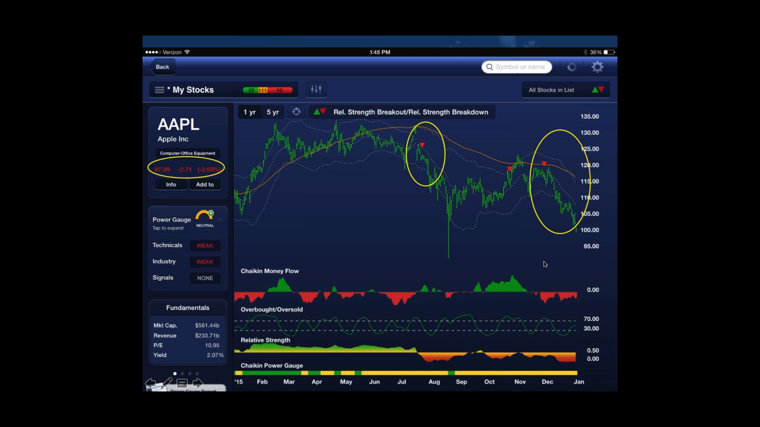And we started getting these relative strength breakdowns, and then the money flow started to weaken, just as it did in the top area here, where it should have been green, it was red. And there's a good reason here. Apple is overowned. Everybody who wants to own Apple already owns it. They put it into the Dow Jones averages in February. That was the kiss of death. After the stock had doubled to 130 plus, they put it into the Dow Jones averages.